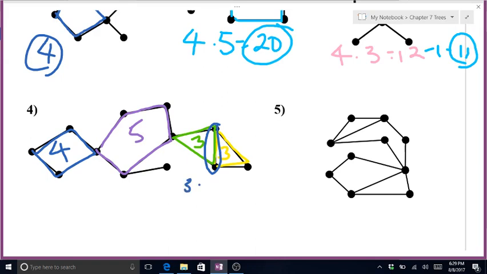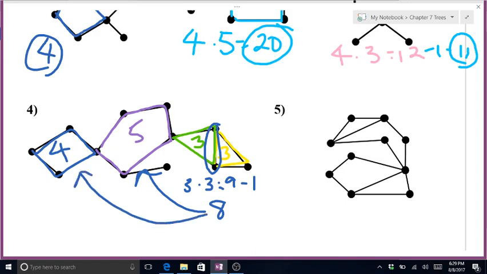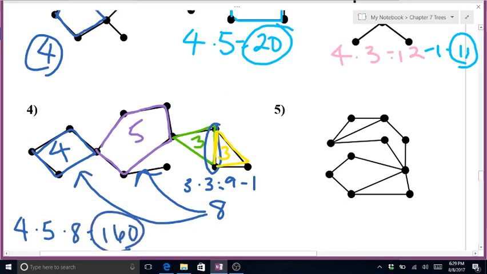So this is 3 times 3, which is 9. Don't forget to subtract 1 for that overlap, so that's 8. Now we take that and multiply it with how many this has and how many this has. So my final answer is 4 times 5 times 8, which gives me 160 spanning trees.